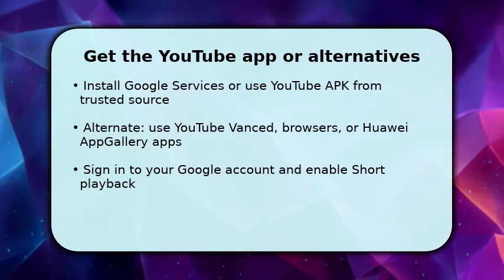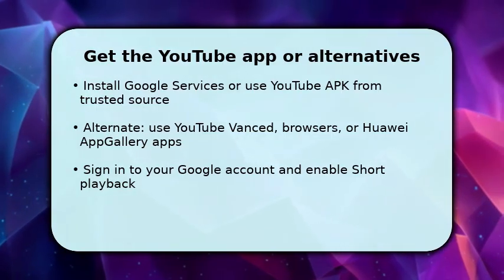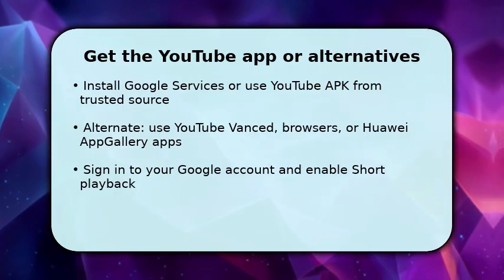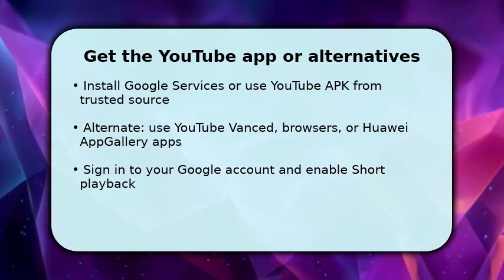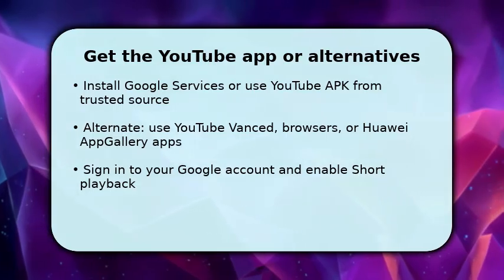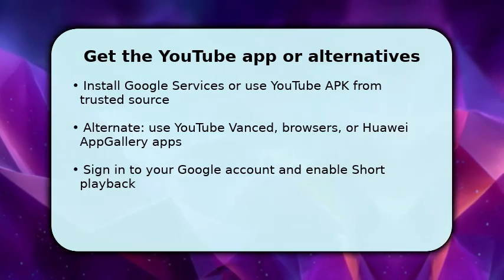Next, install the YouTube app or a supported alternative so Shorts play correctly. If Google mobile services aren't present, sideload the official YouTube APK or install a trusted client like YouTube Vanced or a modern browser with mobile user agent. This ensures the Shorts tab appears.